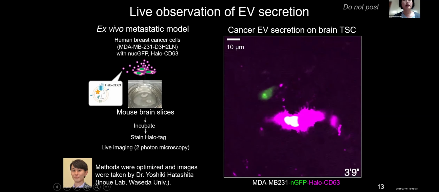And these are the cancer cells. And you can see that small dots are secreted from these cancer cells towards the outside. So this is how the cancer cells are secreting EVs towards the surrounding environment. And these EVs should be incorporated into some of the cells on this brain slice.